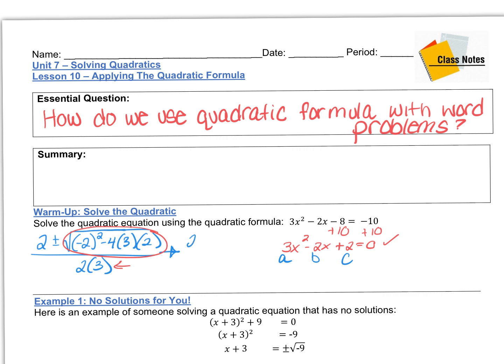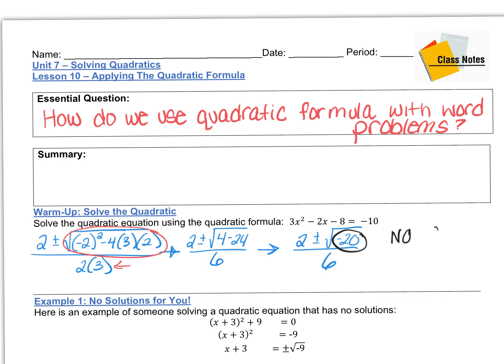And so now I get 2 plus or minus the square root. Relying on my mental math here, 2 squared I know is 4, and then 4 times 3 is 12, and 12 times 2 is 24. So 4 minus 24, all over 6. Now this is kind of in my way here, so hopefully you've got this written down. Next, I'm going to keep simplifying my radicand, and I notice that I'm going to get negative 20 in there. So we cannot square root a negative. So this is going to be no solution.